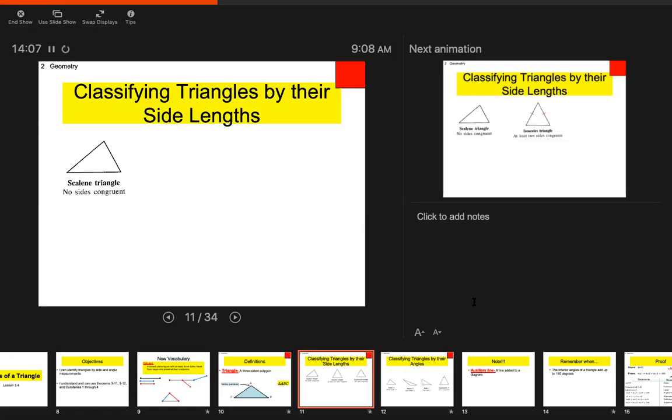This is by side lengths. We will be using this the entire year. Yes, you did learn this, all of you. Yes, apparently you need to be prodded into remembering this. A scalene triangle has no sides at the same measurement.